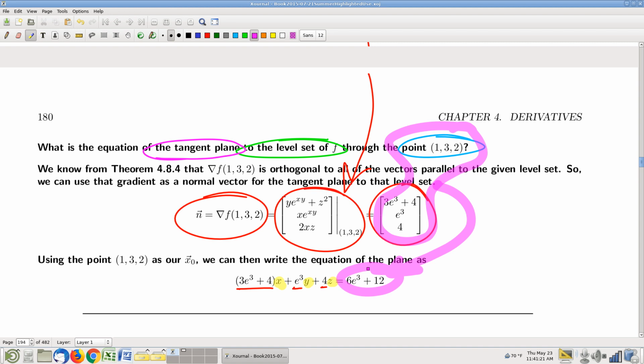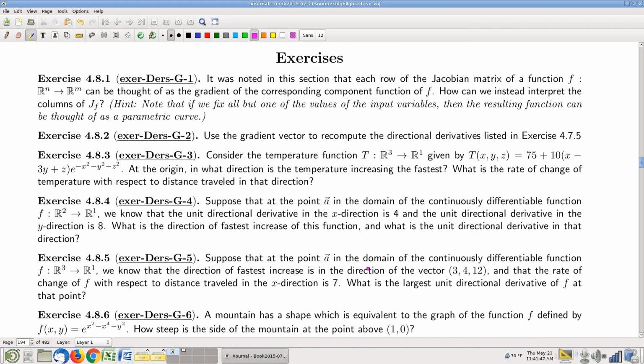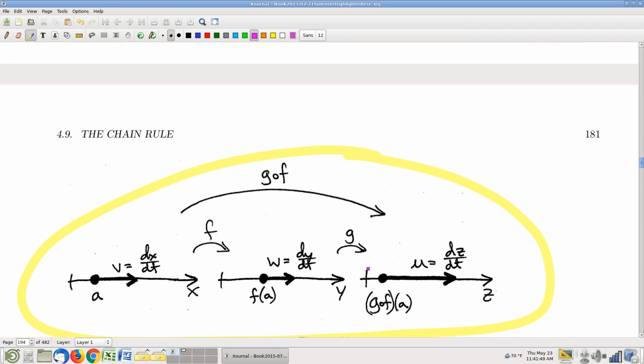Alrighty. But make sure that you don't try to pull this trick if the question is to find a tangent plane to a graph. Or, likewise, if it asks you to compute the tangent plane to a parametric surface. If you have a parameterization, that's not the same as viewing it as a level set. It was a different story in that case. All right. So that's 4.8.